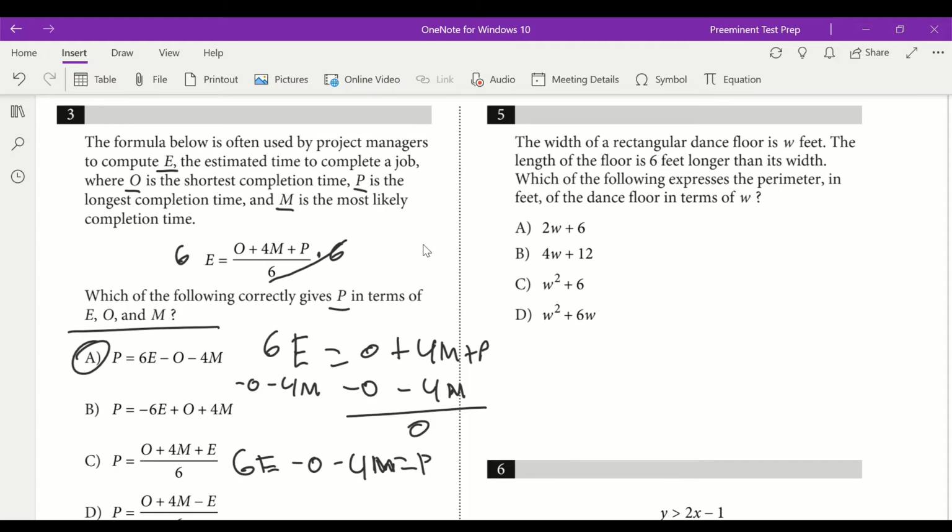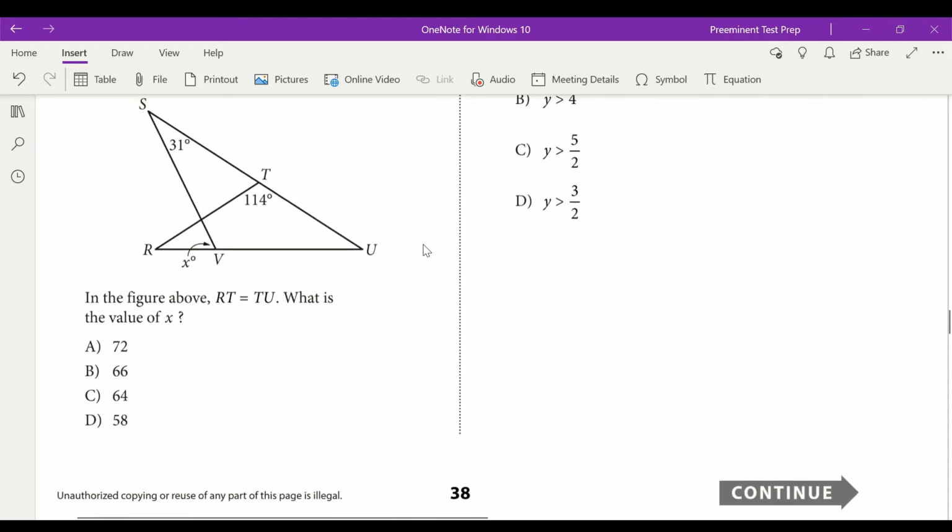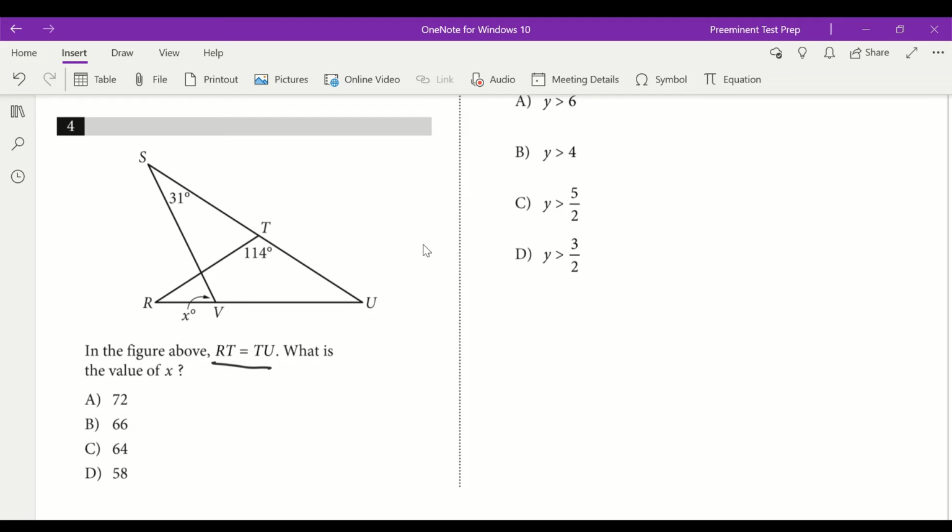Question 4. In the figure above, RT equals TU, so we'll go ahead and make sure that we put lines on that to indicate that they're equivalent in length. What is the value of x? Okay, so we're solving for angle x. Well, we see we have 31 here, and we know that our angle at TRU, so this angle here, is going to be the same as angle RUT, right? Because it's an isosceles triangle, so we know that this angle here and this angle here will be the same.